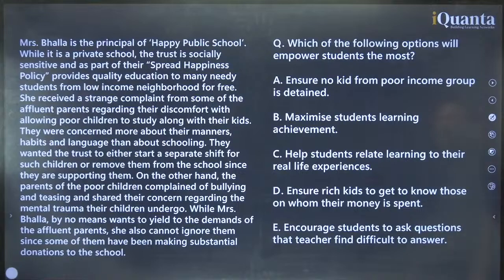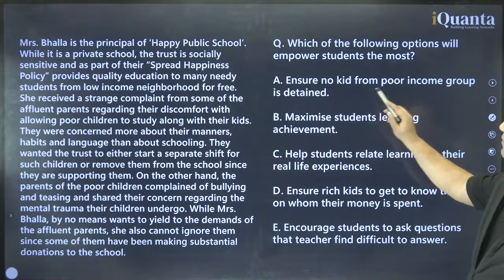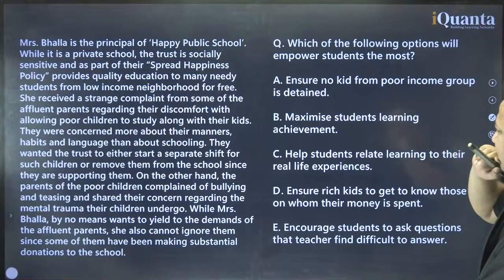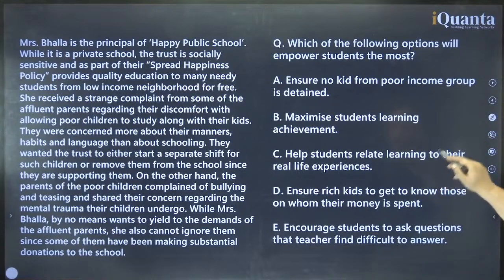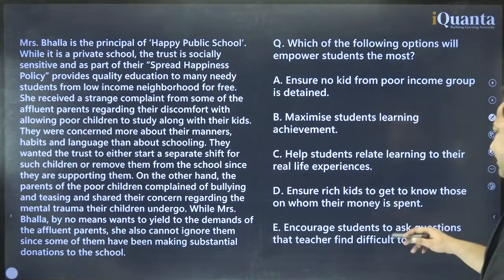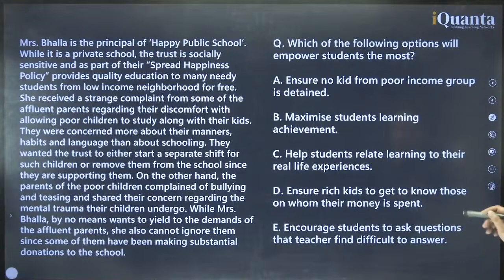Well, next one. Which will empower students the most? Ensure no kid from poor income group is detained. Maximize students' learning achievement. Help students relate learning to their real life experiences. Ensure rich kids get to know those on whom their money is spent. Encourage students to ask questions that teachers find difficult to answer.